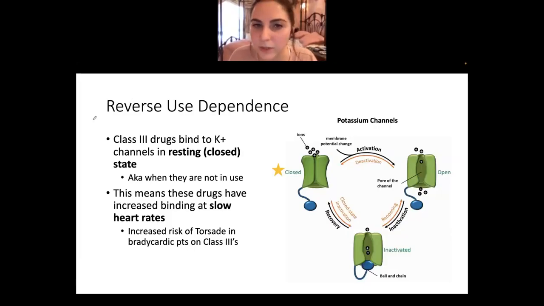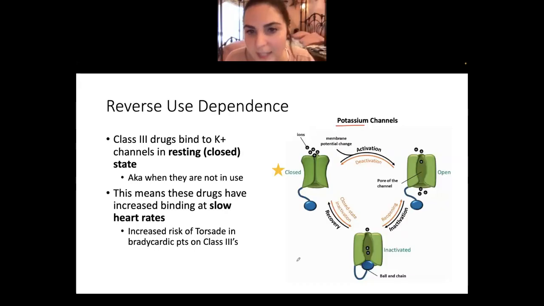Okay, and then what's reverse use dependence? This is why I went into that Costanzo picture with all the channels. Reverse use dependence is it'll bind to channels that are not in use, so like true resting or closed. The inactivation gate is now completely closed. The activation gate is closed. So both are going to be closed here. This isn't a great picture, but I just wanted to show one with potassium. But just keep in mind, open, inactivated, and resting is the same as closed. It's just anytime they're not in use.